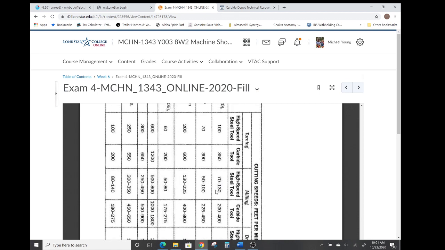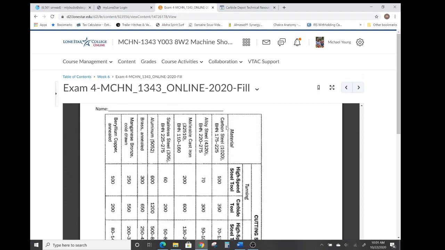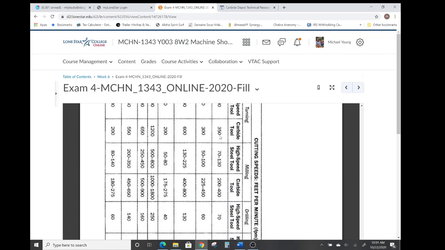You see, in this particular operation, if we were going to use carbon steel, and it's going to be a milling operation, and we're going to use a high-speed steel tool to do the milling, the recommended cutting speed is from 70 to 130. You would just take the average of this.